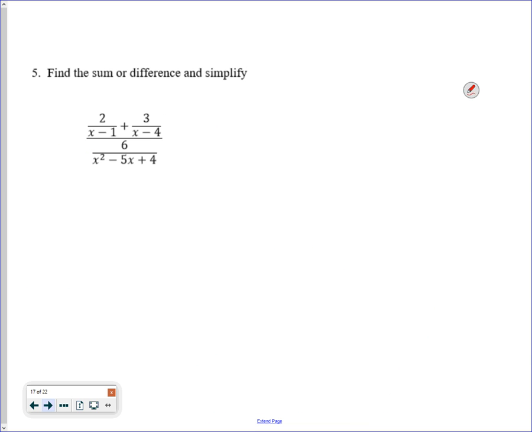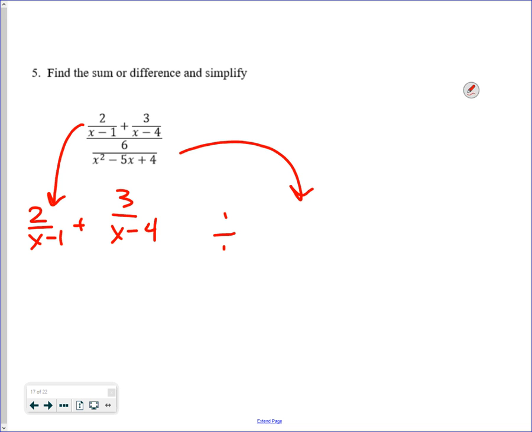The next one looks hard, but it's not quite as hard as it looks. Think of the top as one question and the bottom as the second question, and then we're going to divide in the end. So if I just gave you 2 over x minus 1 plus 3 over x minus 4, you would come up with a common denominator, x minus 4 and x minus 1.